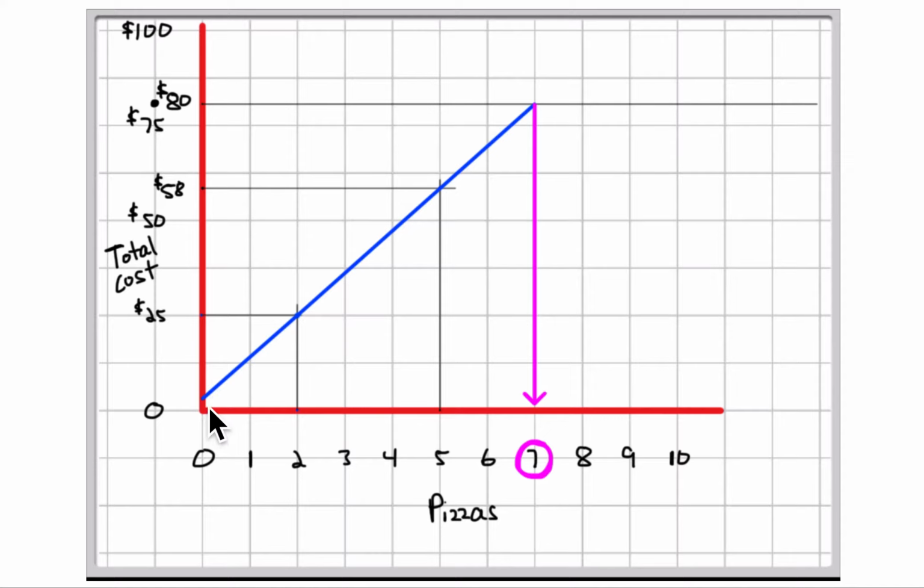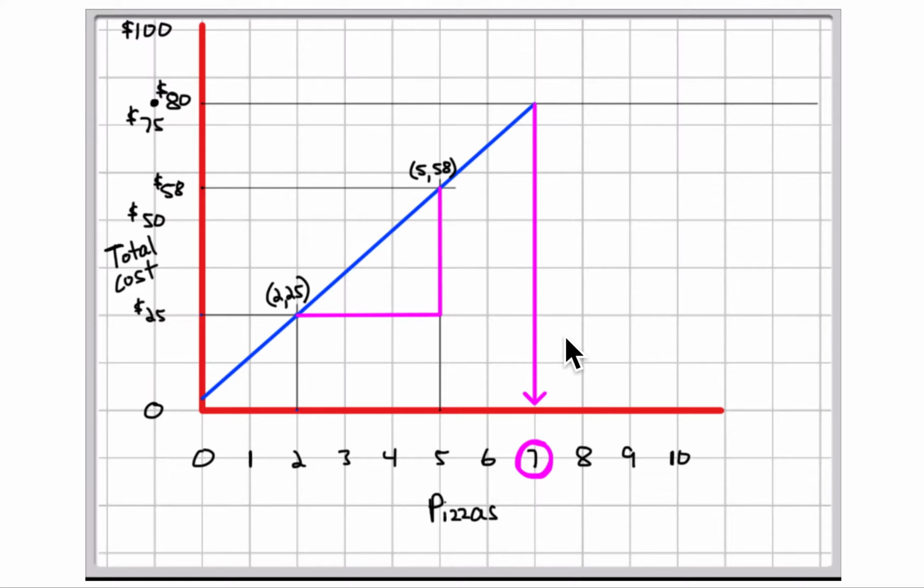That's how much you're paying for the delivery. And then it's a straight line thereafter. It's $11 per pizza after that. So this is a linear equation that's shifted up to begin at $3.